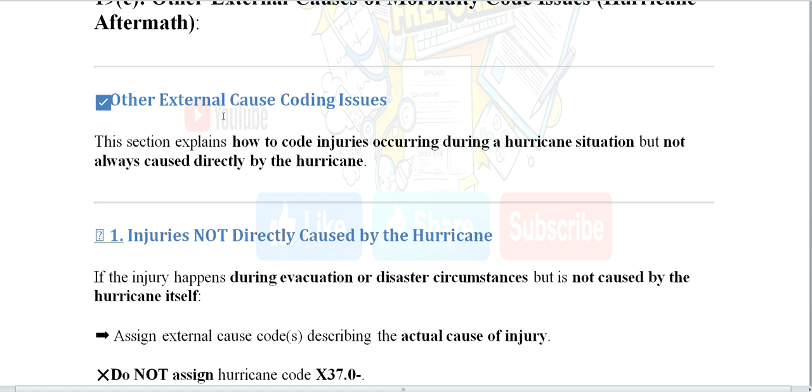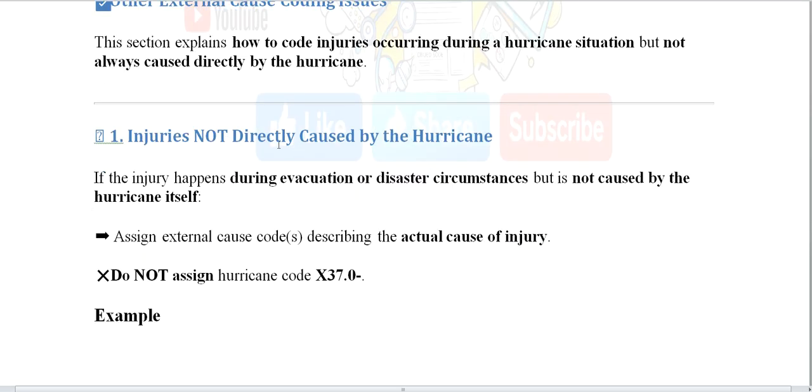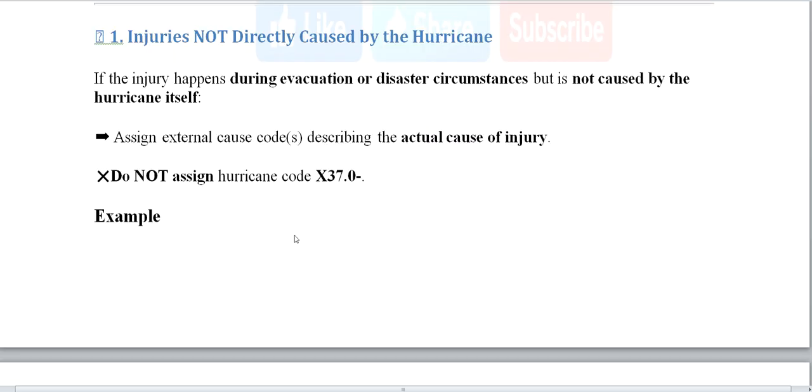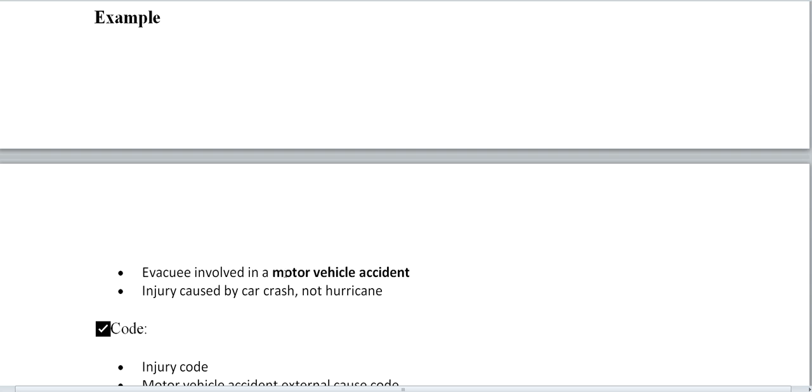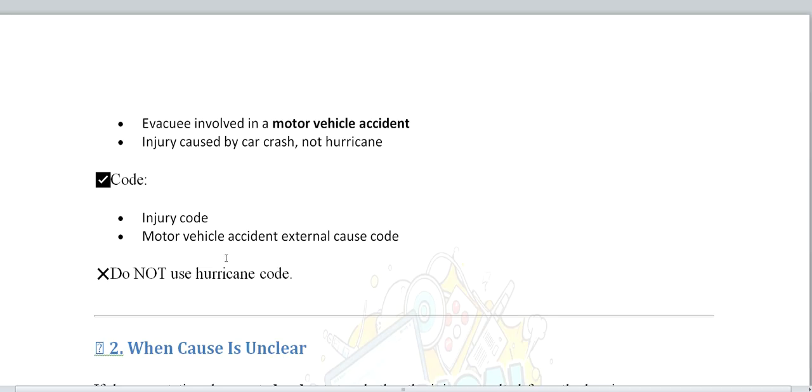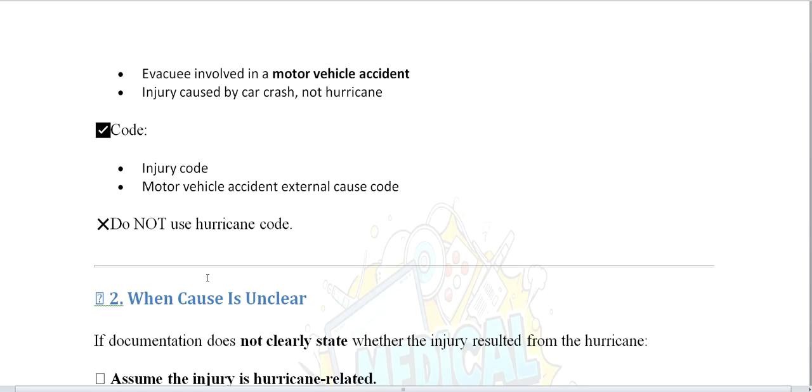Other external cause coding issues. This section explains how to code injuries occurring during the hurricane situation, but not always caused directly by the hurricane. Injuries not directly caused by the hurricane: if the injury happened during evacuation or disaster circumstances, but is not caused by the hurricane itself, assign external cause codes describing the actual cause of injury. Do not assign hurricane code X37.0. Example: the evacuation involved a motor vehicle accident. The injury was caused by the car crash, not the hurricane. So code the injury code and the motor vehicle accident external cause code. Do not use the hurricane code.